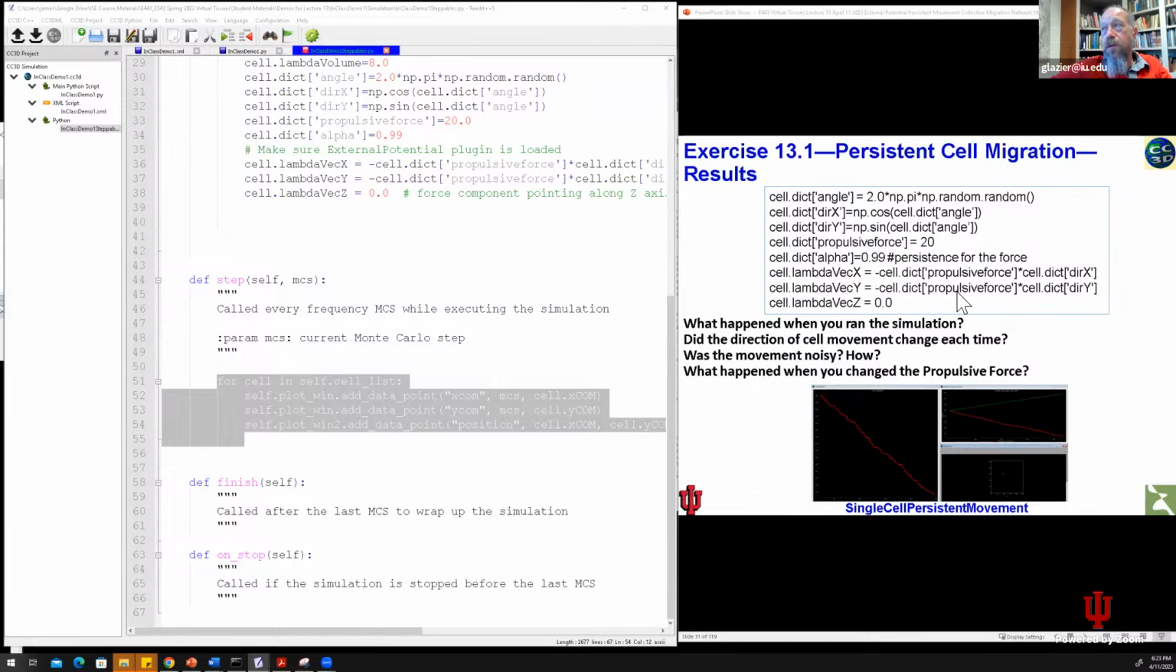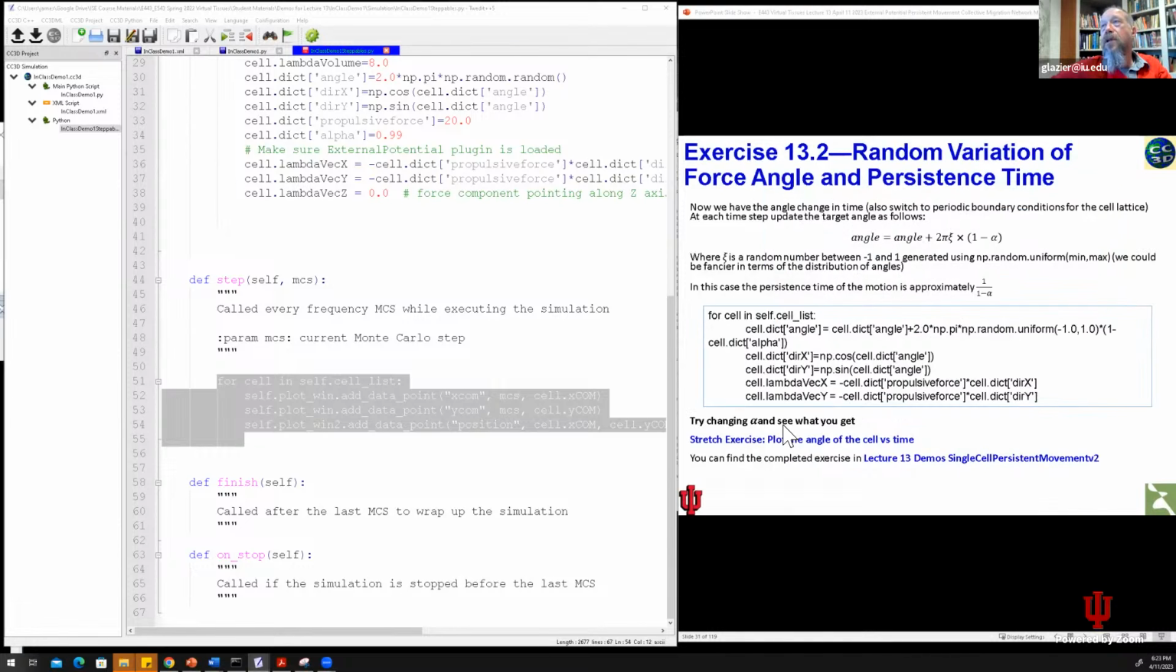And if you change the propulsive force, you'll find that as you make the propulsive force bigger, the cell moves faster. If you make the propulsive force too big, the cell will either break or just move at a fixed velocity, just like for chemotaxis. Okay. So here is the next exercise for you.